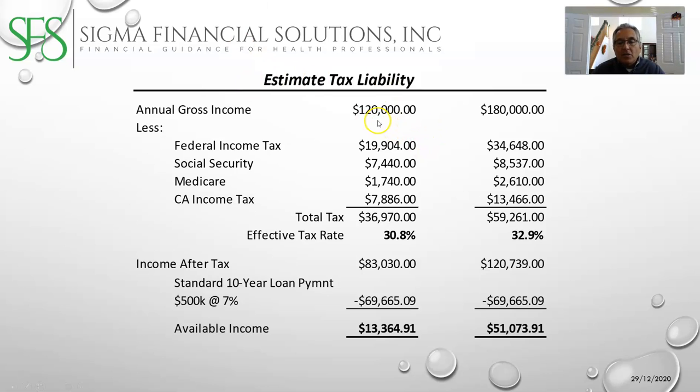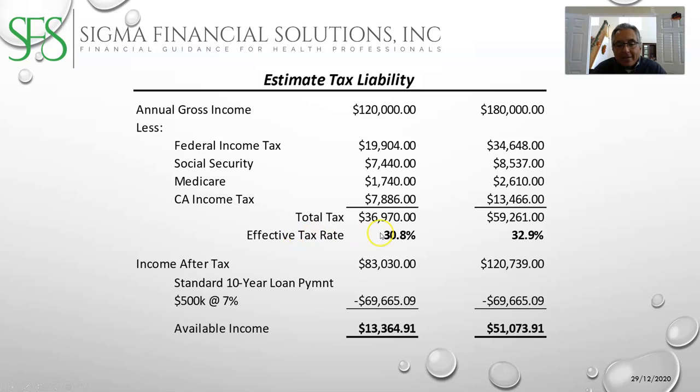So assuming two incomes, and this is based on 2020 tax tables, your tax liability: federal income tax about $20,000 here and $35,000 at an income level of 180. Your Social Security, $7,400 here, $8,500 there. Medicare, $1,700 and $2,600. California state income tax, and I assume you're living in the state of California, $7,900 and $13,500. So total tax obligations on $120,000 comes out to about $37,000, or 30.8%.